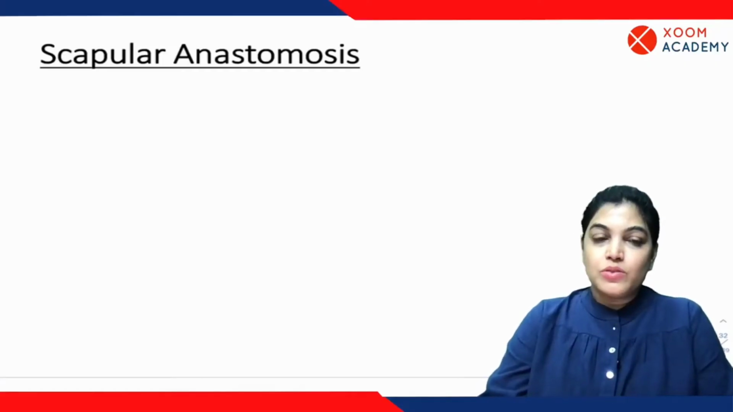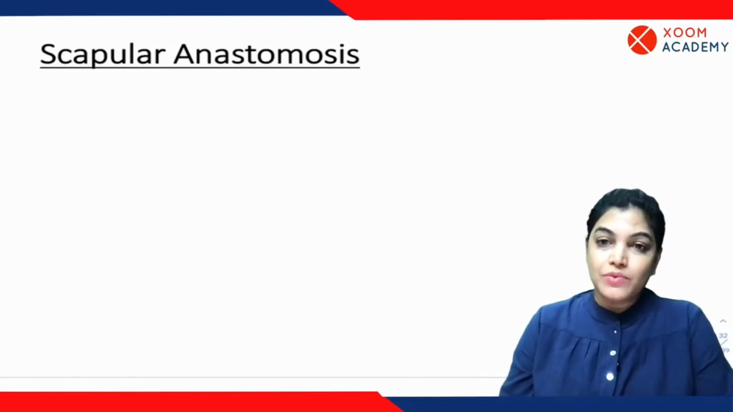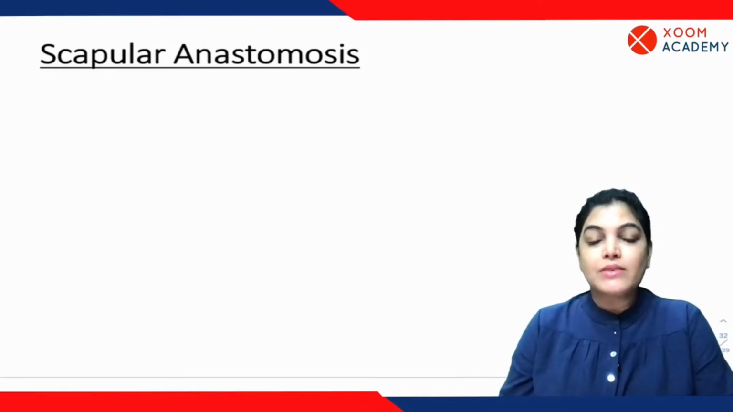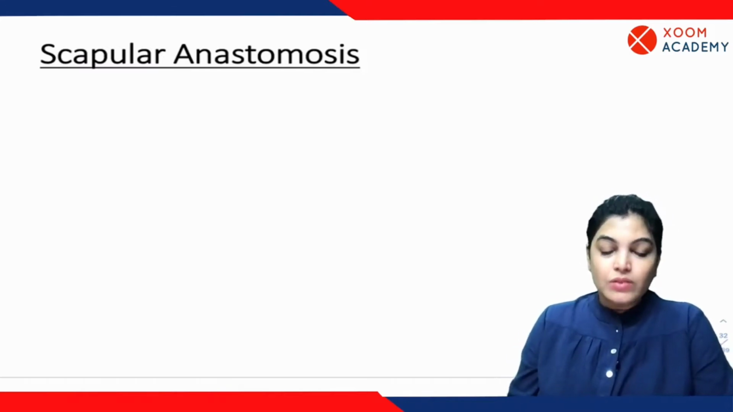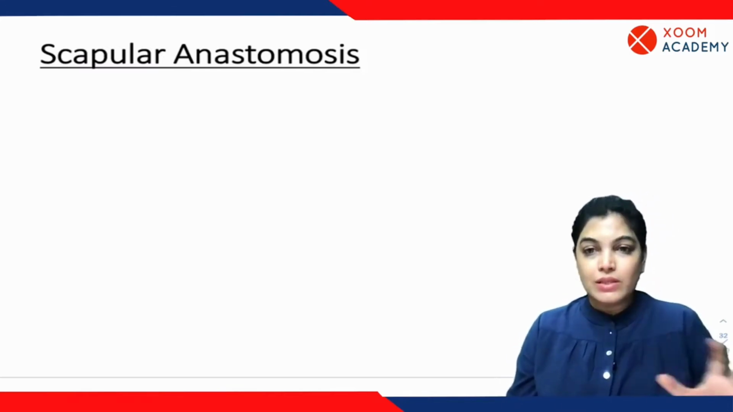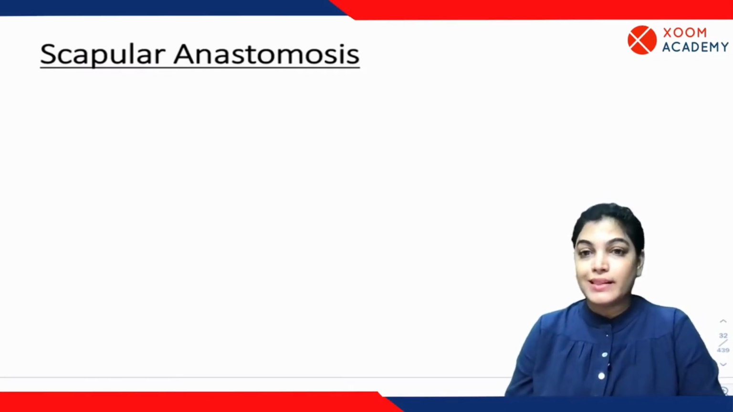Scapular anastomosis. So the next topic is scapular anastomosis. For this, we have to understand exactly what the location of scapular anastomosis is and which arteries contribute to its formation. So the first thing is the location where the scapular anastomosis is formed. It occurs at two locations in the scapula. One is the body of scapula and the other is the acromial process.